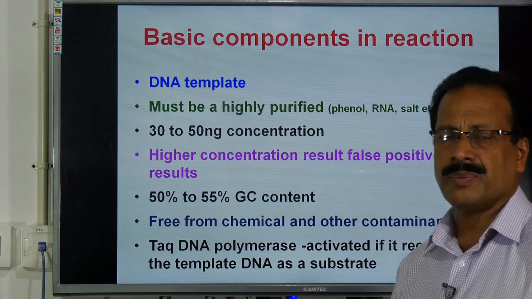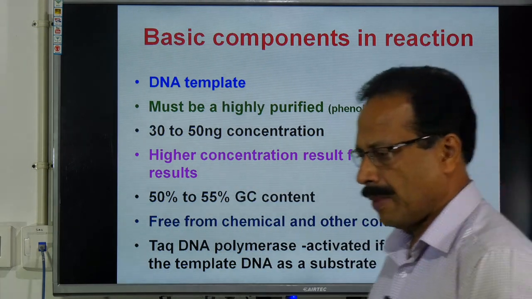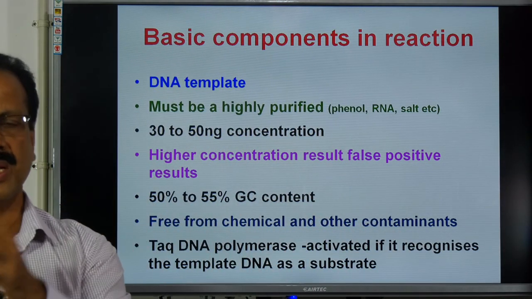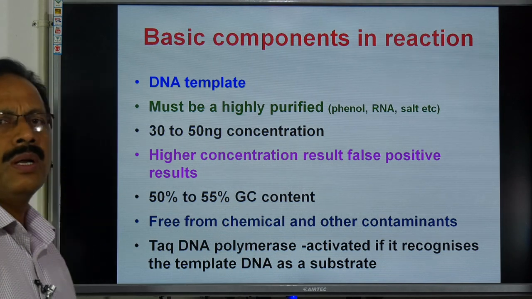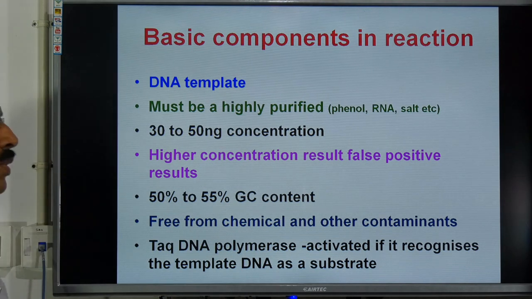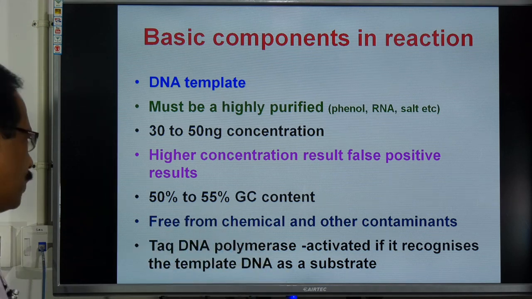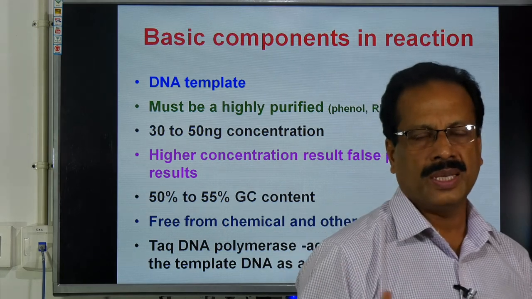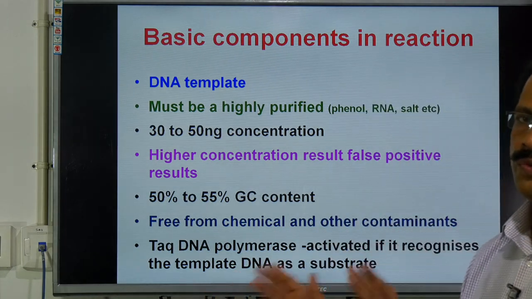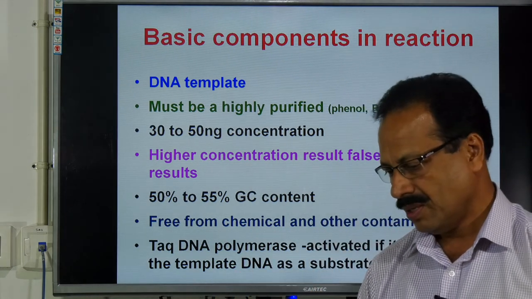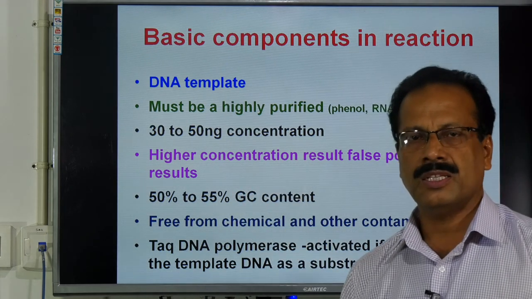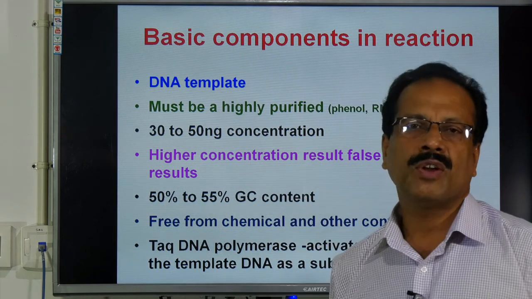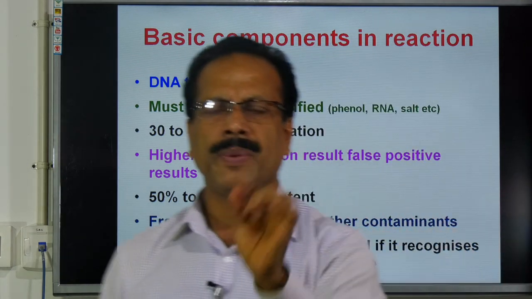Higher concentration can produce false positives, because when there is higher concentration, the number of strands will be higher. It can lead to wrong primer attachment and produce false positives. And it is better to choose a piece of DNA with the GC content varying between 50 to 55%. And this is possible normally when you are studying the expression level of a gene.